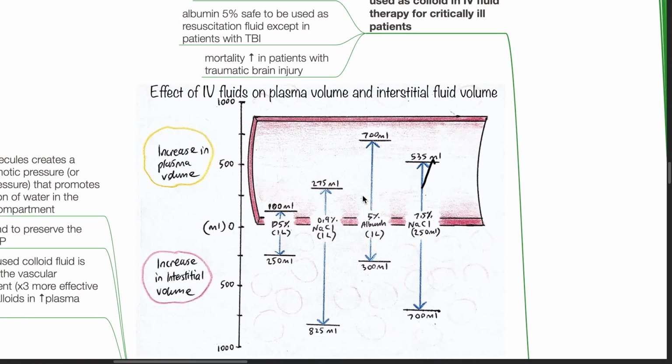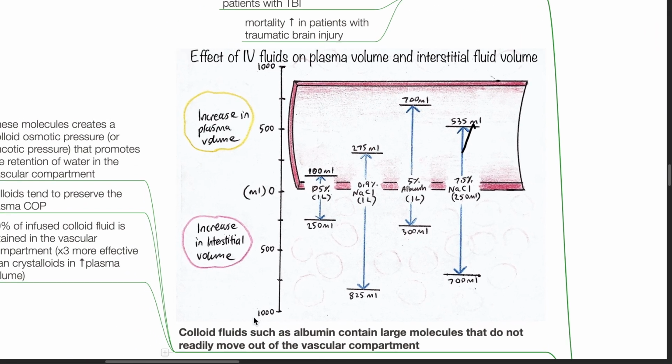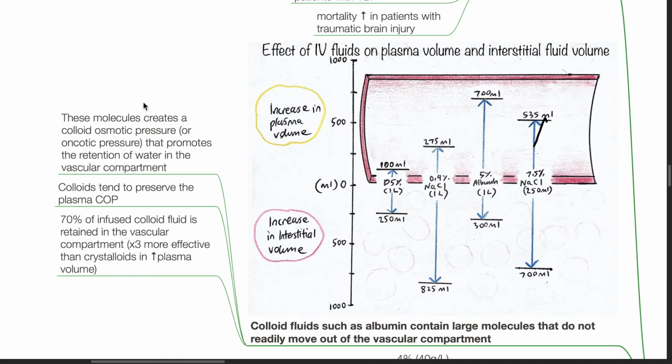Colloid fluids such as albumin contain large molecules that do not readily move out of the vascular compartment. These molecules create a colloid osmotic pressure that promotes the retention of water in the vascular compartment. Colloids tend to preserve the plasma COP. 70% of infused colloid fluid is retained in the vascular compartment, which is more than 3 times more effective than crystalloids in increasing plasma volume.